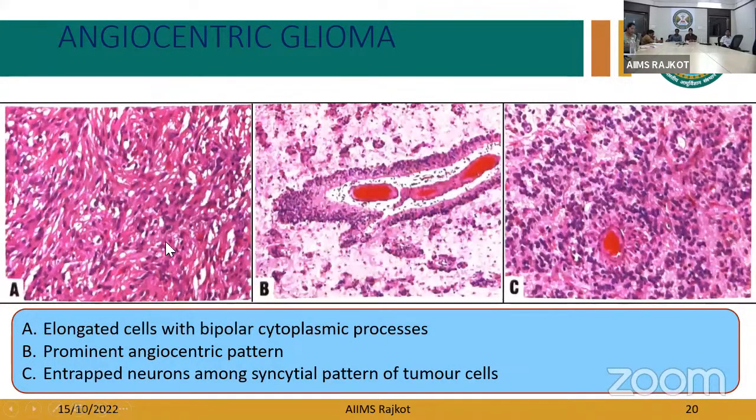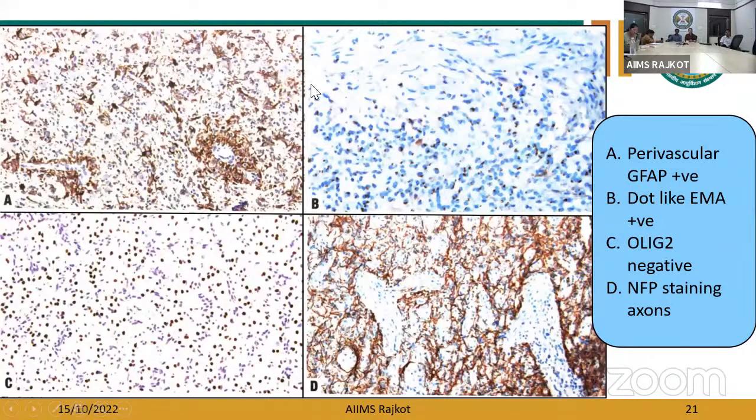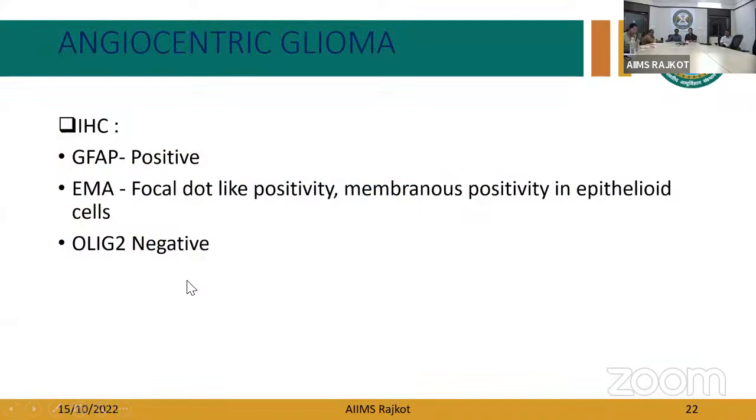So image A is showing elongated cells with minimal atypia. Image B is showing a typical perivascular or angiocentric pattern, and image C is showing a syncytial pattern with occasional entrapped neurons. Here image A is showing perivascular tumor cells positive for GFAP. Image B is showing typical dot-like EMA positivity. So this dot-like EMA positivity is present only in angiocentric glioma, whereas the other three tumors of this category do not show EMA positivity. Also negative for NeuN and neurofilament staining. So on IHC, GFAP positive, dot-like EMA, and OLIG2 negative.